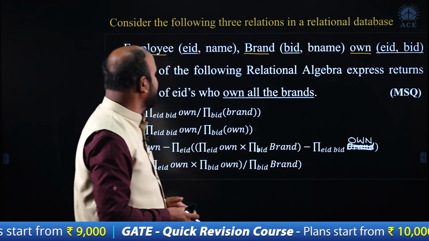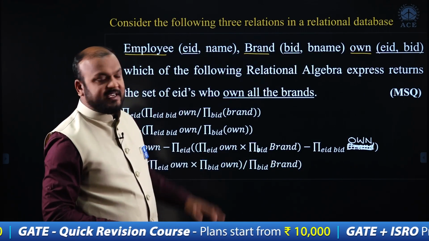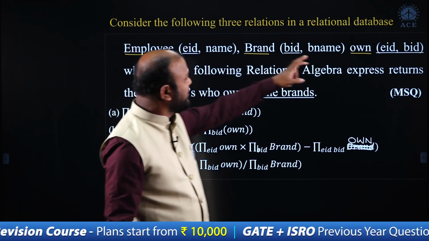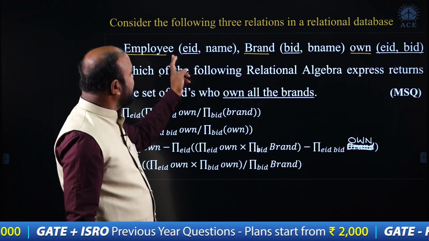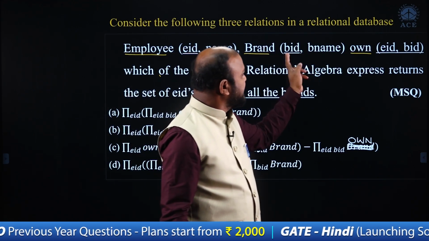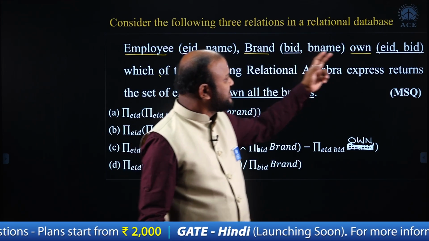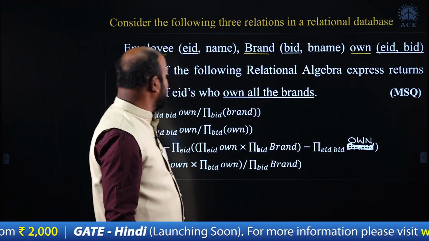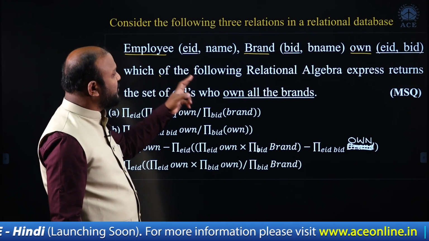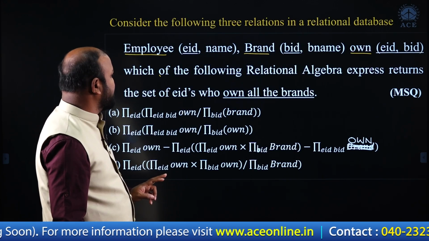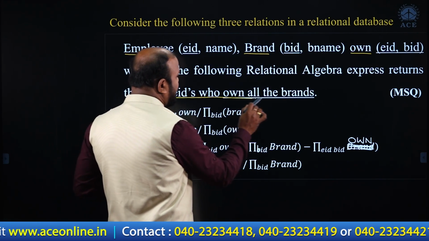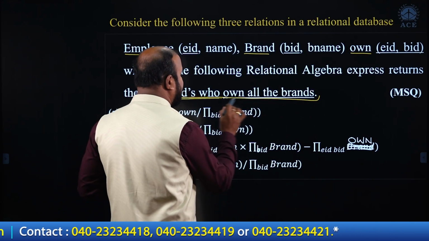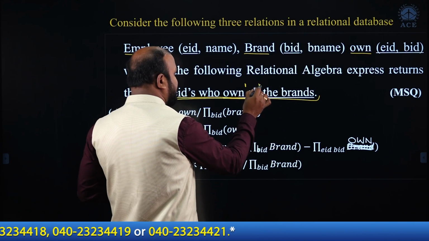Three tables are given. With this schema, we can understand that employees own some brands. Employee details are in the employee table, the brand details are in the brand table, and which employee owns which brand is in the own table. The question is: which of the following relational algebra expressions returns the set of EIDs who own all the brands?